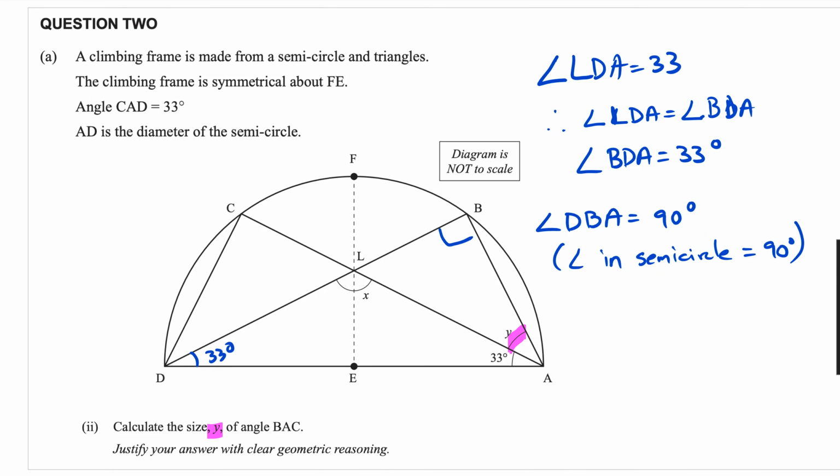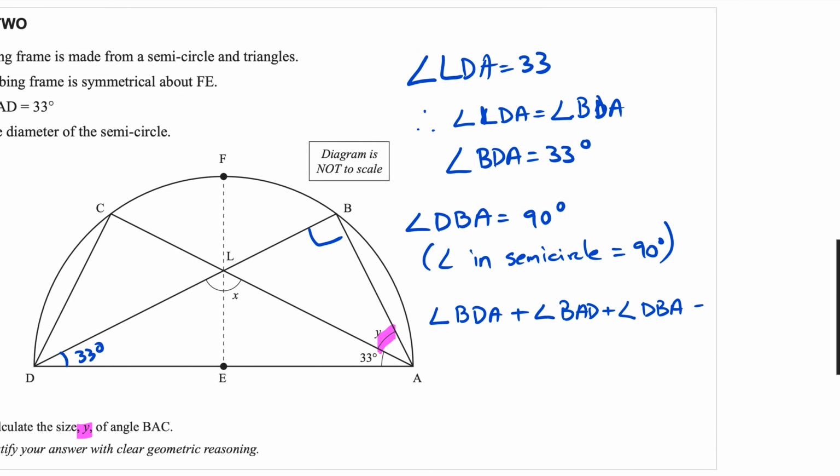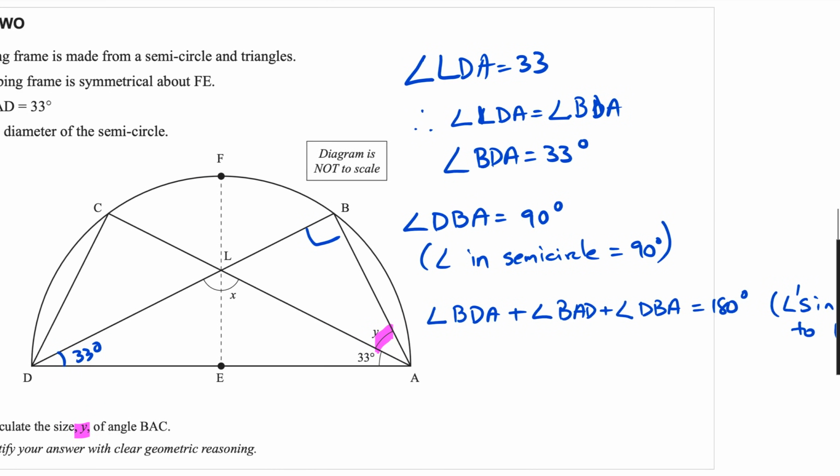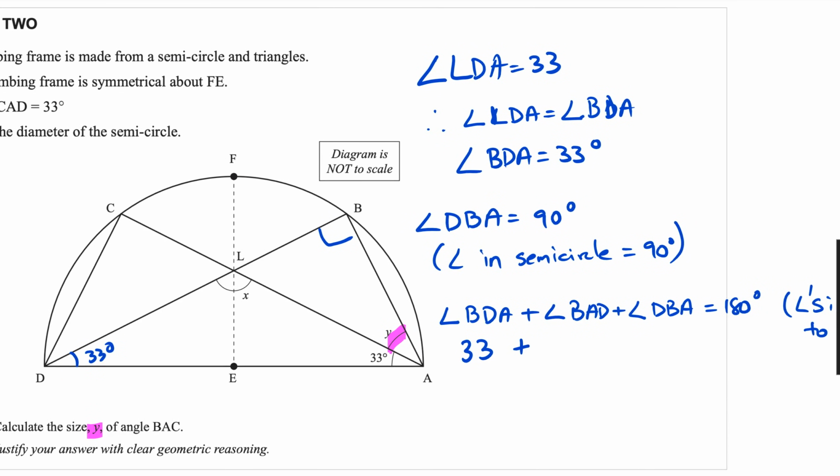Or the other way you could do it is you can say angle BDA plus angle BAD plus angle DBA equals 180 degrees. And the reason is because angles in a triangle add to 180 degrees. And so we just fill up each one of them. So BDA is 33 degrees, BAD is 33 plus Y, and DBA is 90. So we're going to get 180 there.